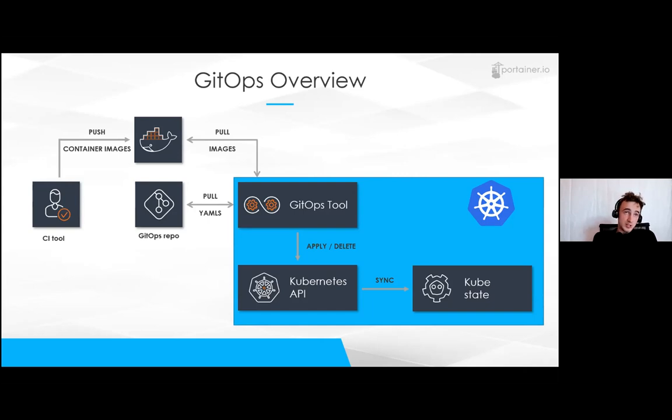So GitOps tool, which is running inside of a Kubernetes cluster, will pick up the changes from the repo and start applying that. It's only the job of that GitOps tool to listen to the changes happening in GitOps repo, continuously pulling that, and applying that onto the Kubernetes API, which is declarative by itself. So what's happening is we are pulling YAMLs out of GitOps repo and applying that onto Kubernetes. And great, now the whole state of cluster has changed as we just changed something in the GitOps repo.